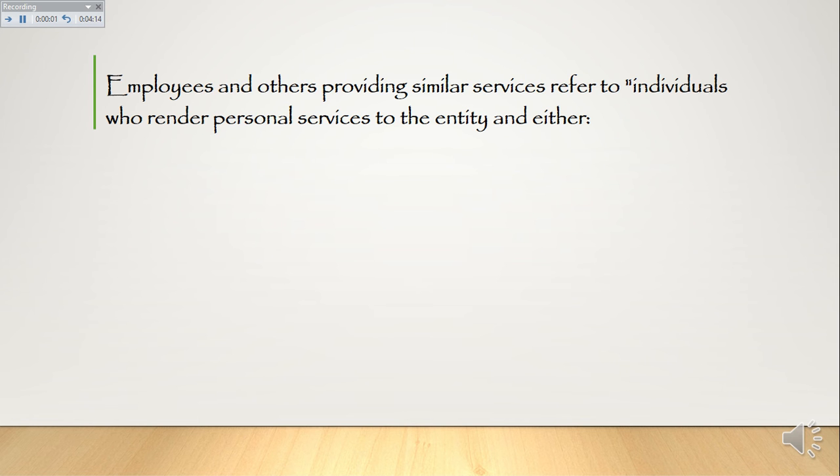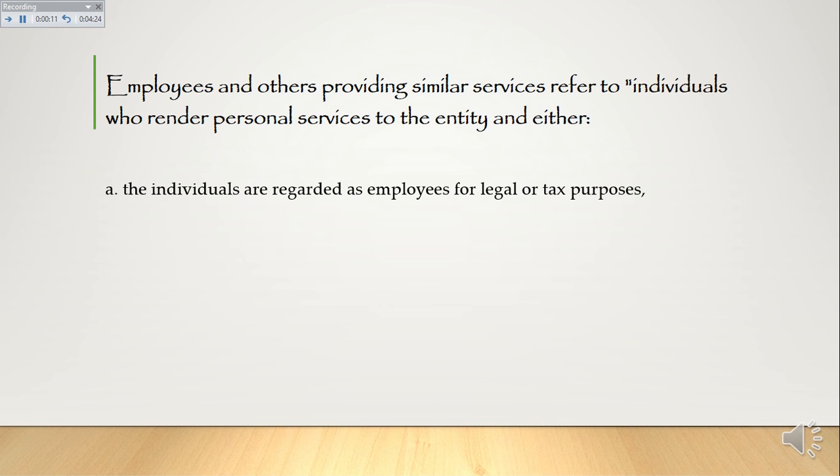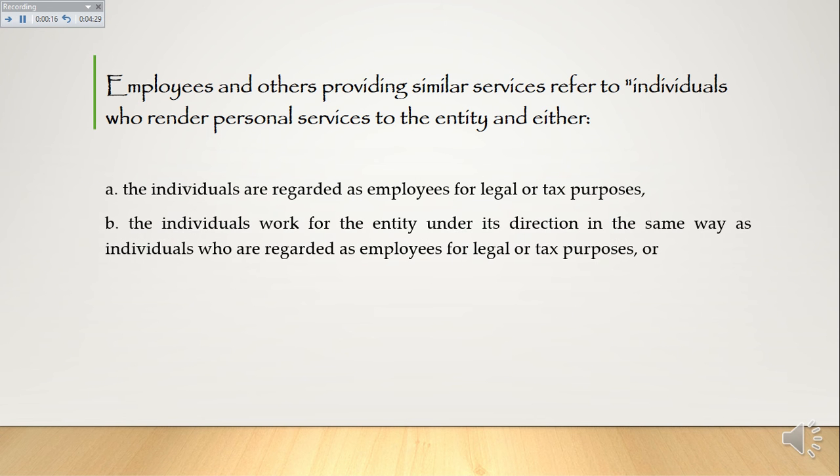Yung mga employees and others providing similar services, sila yung mga nag-render ng personal services nila sa isang entity. It may be individuals regarded as employees for legal or tax purposes. Individuals work for the entity under its direction in the same way as individuals who are regarded as employees for legal or tax purposes, or the services rendered are similar to those rendered by employees.